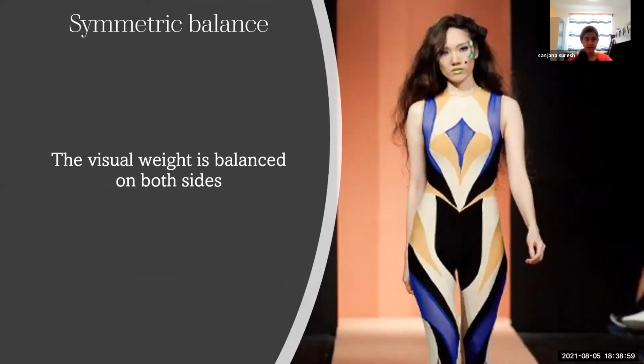So symmetric balance, it is simply that the visual weight is balanced on both sides. Like the first half is equal to the second half. There is no more modification on the left side or the right side. It is correctly balanced on both sides.